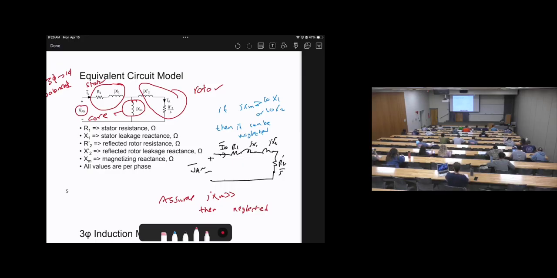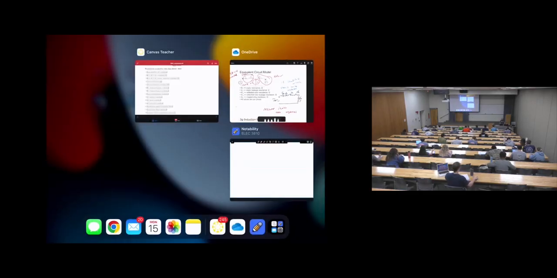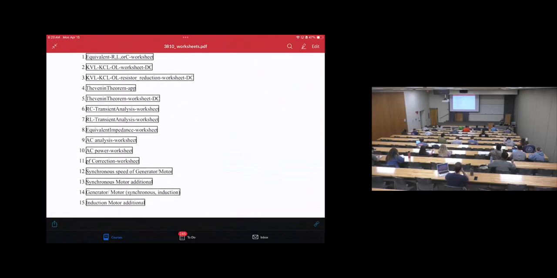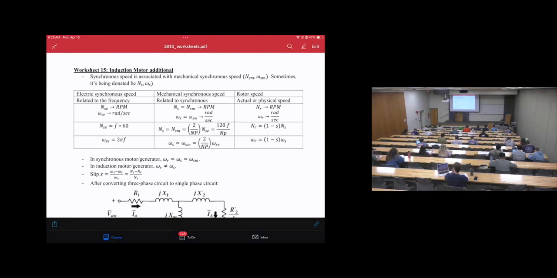So that's the equivalent circuit model for the induction machine, again, after converting three-phase to single-phase, after removing JXM effects. So this is, again, a very special case, but it is a decent model. I mean, it can be good and applicable. Now, let's go to worksheet number 15. This is the last worksheet in this course. So worksheet number 15, induction motor.